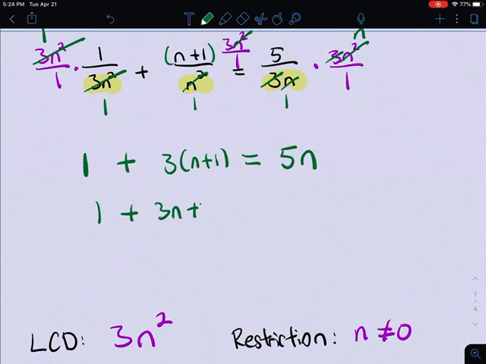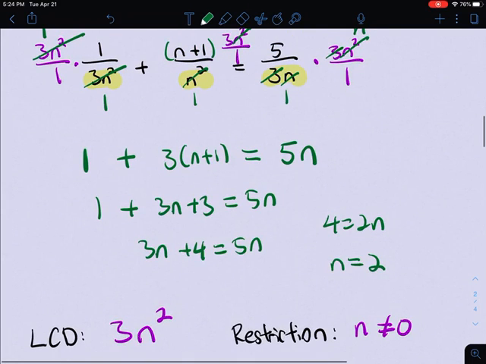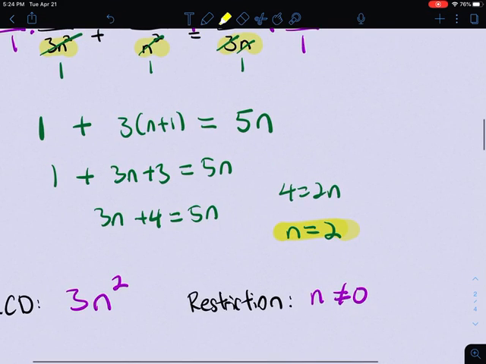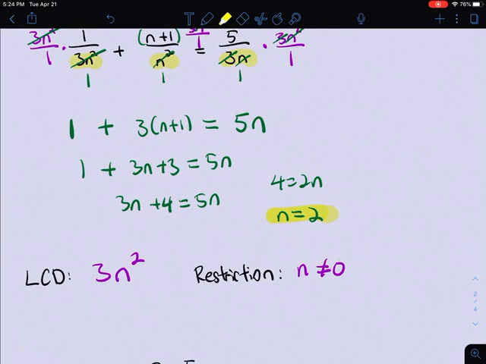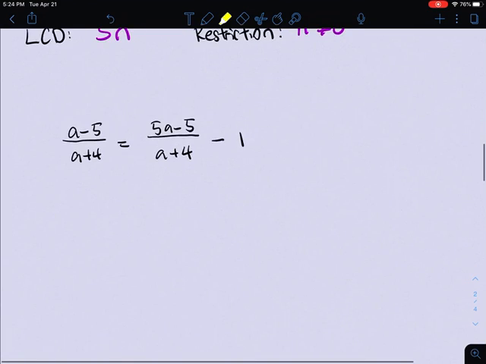So here, let's go ahead and distribute the 3. And then combine like terms and solve for n. Subtract 3n on both sides. I get 2n equals 4, or n equals 2. And then once again, we should check for extraneous solutions, but n equals 2 is not the restriction, which means that it's going to be an actual solution. All right, so let's go ahead and try a few more.